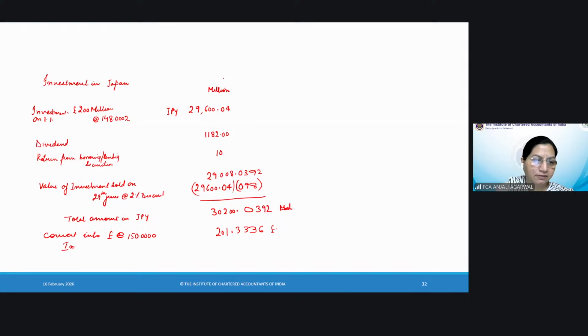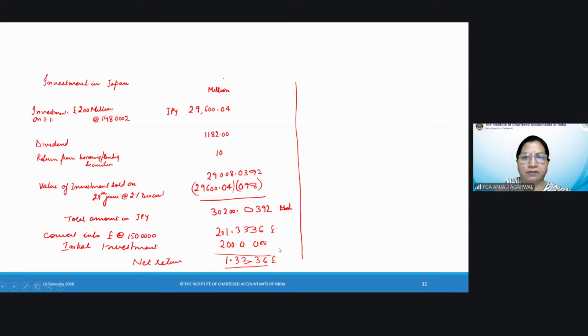Initial investment was 200. So net gain is 1.3336 pounds. This many million pounds. 1.3336 pounds. Investment in US.